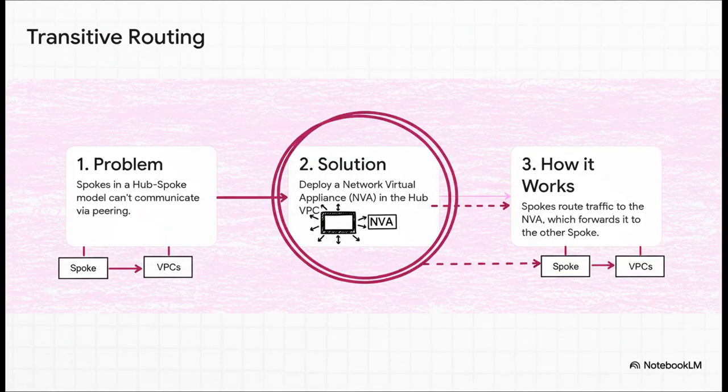And finally, let's circle back and actually solve that non-transitive peering problem. In a classic hub and spoke design, how do you get two spokes to talk to each other? The answer is to put a network virtual appliance, which is just a fancy name for a router or firewall VM, in the hub VPC. Then you create custom routes in your spokes that say, send traffic for other spokes to the NVA, and the NVA just forwards it to the right destination. It's the classic pro-level pattern for getting that transitive routing to work.